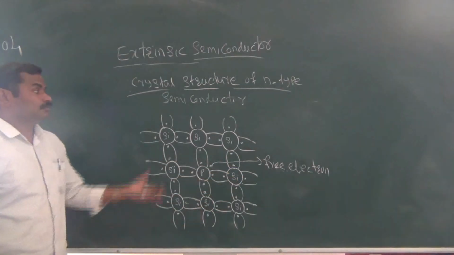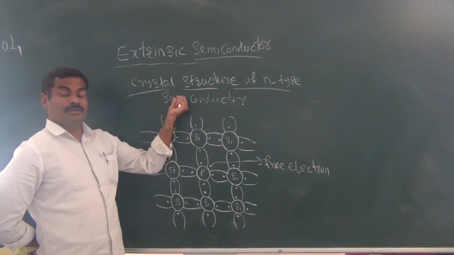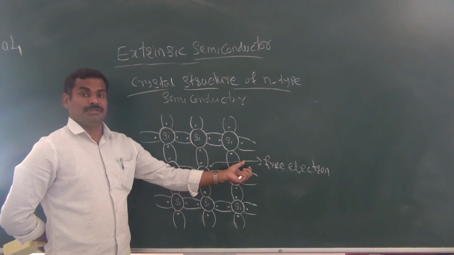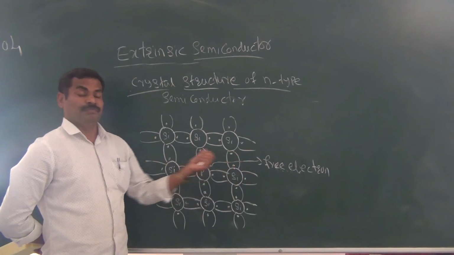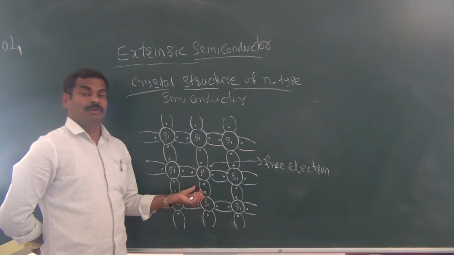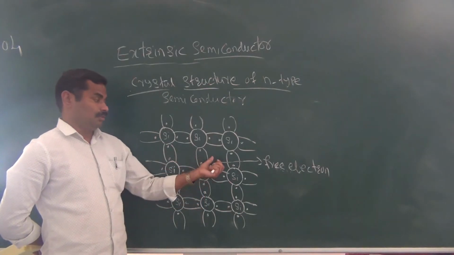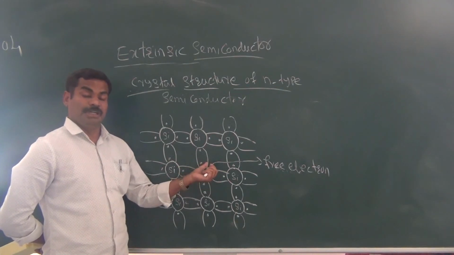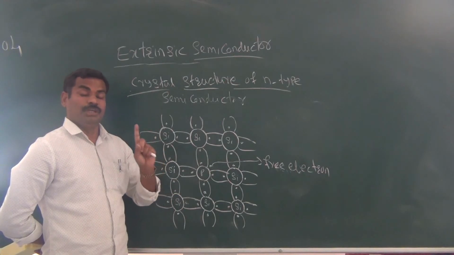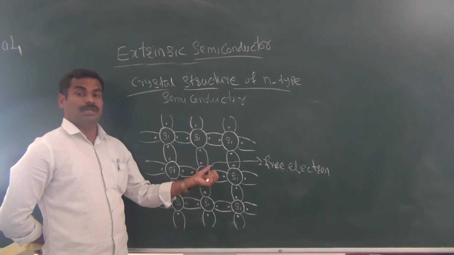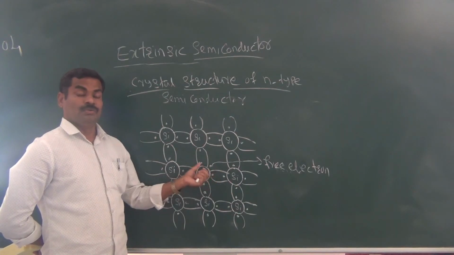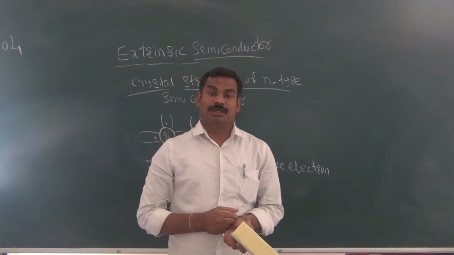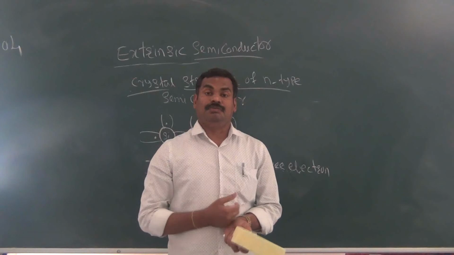What I am saying here is that whenever we add a pentavalent impurity to a pure semiconductor, we get a large number of free electrons generated. Even if we add a small amount of pentavalent impurities to a pure semiconductor, we get many free electrons. Keep it in mind, this is without creating holes. Whenever we add a small amount of pentavalent impurities to a pure semiconductor, many electrons are generated.